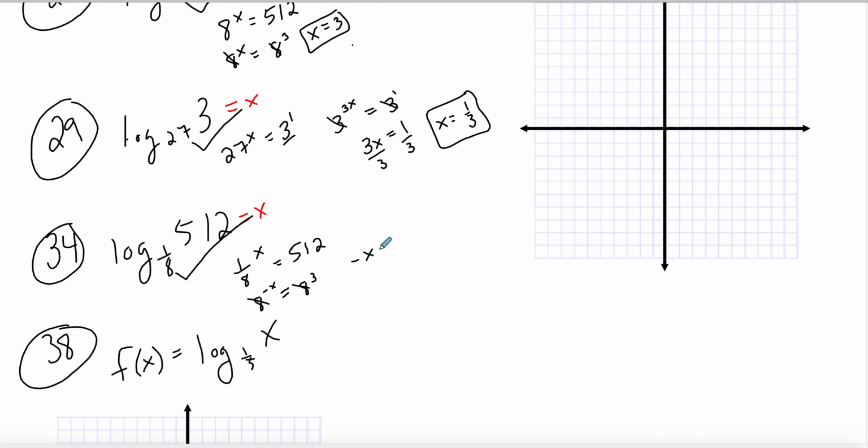We have our equation, negative x equals 3, x equals -3. Okay? Because if we give this a negative exponent, remember what negative exponents do? They flip fractions, or they flip whole numbers into fractions, and then they take them to whatever exponent you have. So this would flip that to an 8, take it to the third power, and it would give you 512.